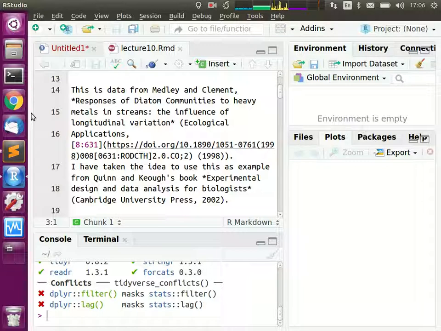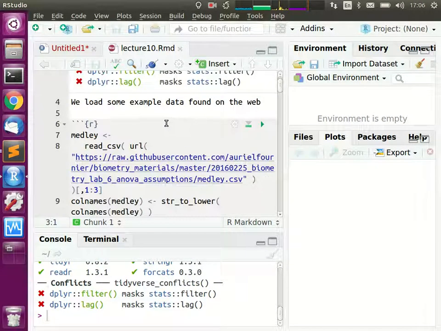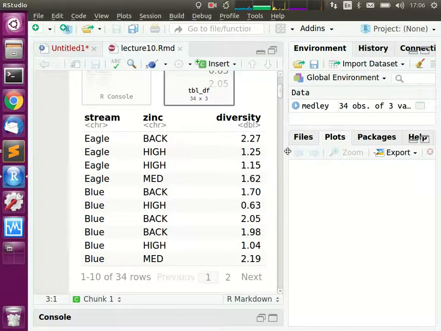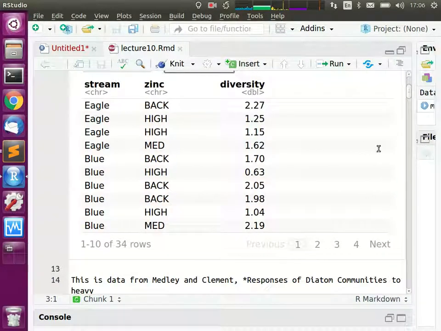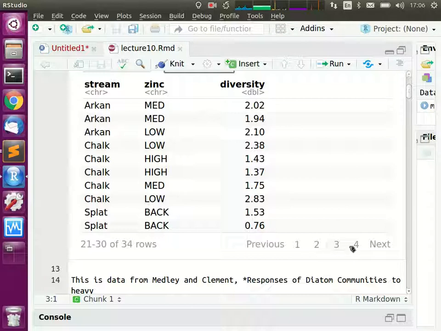So obviously we were interested in its species diversity, and we wanted to know how it changes in rivers polluted with heavy metals or not. So I downloaded this data table, which I found in the statistics textbook and not in the original publication. And here you see how this looks. This is the table I found. It has 34 observations from 5 different streams: Eagle Stream, Blue Stream, Snake Stream, Arkan Stream, Chalk Stream. Don't know where the hell they've been, but sounds like somewhere.